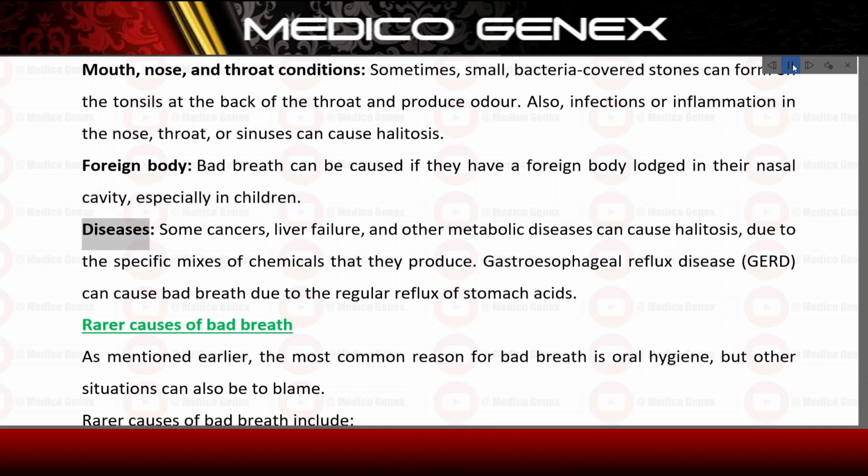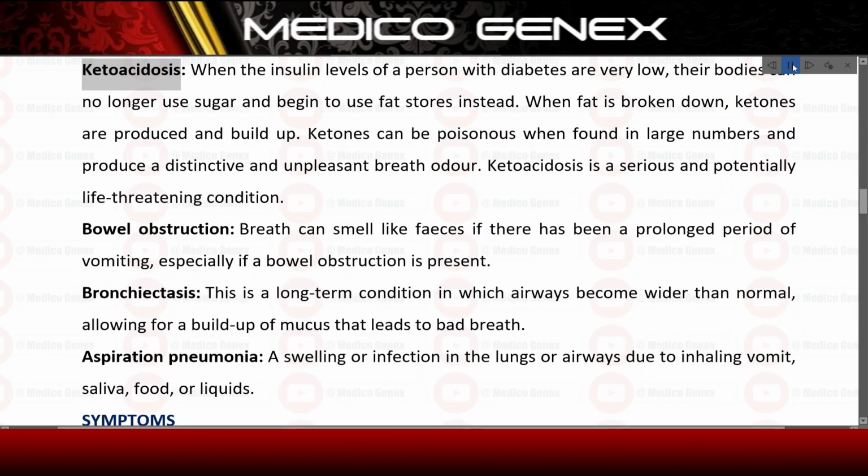Diseases. Some cancers, liver failure, and other metabolic diseases can cause halitosis, due to the specific mixes of chemicals that they produce. Gastroesophageal reflux disease, GERD, can cause bad breath due to the regular reflux of stomach acids. Rarer causes of bad breath. As mentioned earlier, the most common reason for bad breath is oral hygiene, but other situations can also be to blame. Rarer causes of bad breath include ketoacidosis.